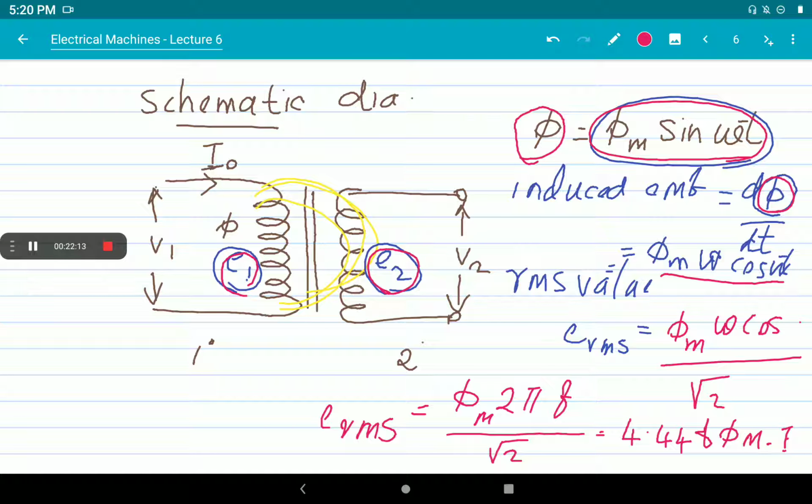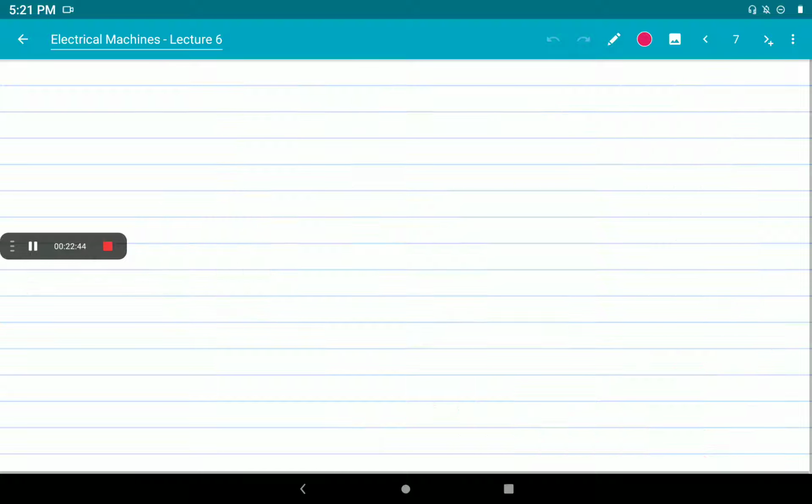Then we are just considering the RMS value of the induced EMF, that is E RMS is equal to phi m omega into cos omega t by root 2. To get the RMS value, we divide by root 2. RMS means root mean square value. So phi m into 2 pi f by root 2 will give the RMS value of induced EMF. By calculating, it is 4.44 f into phi m, where f is the frequency and phi m is the maximum flux. So this is the equation for induced EMF.